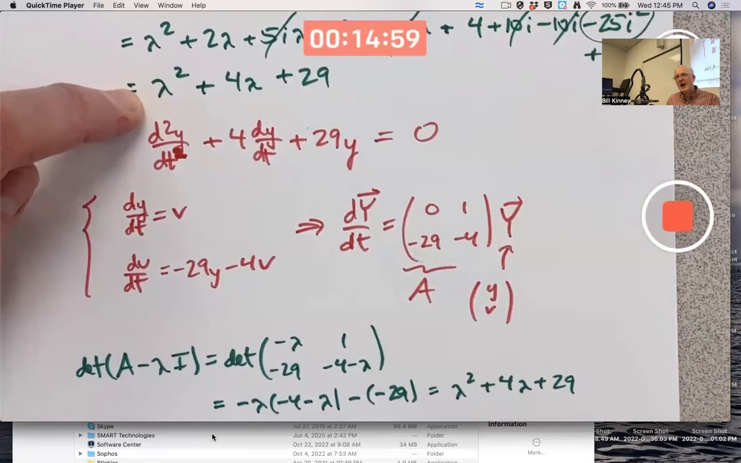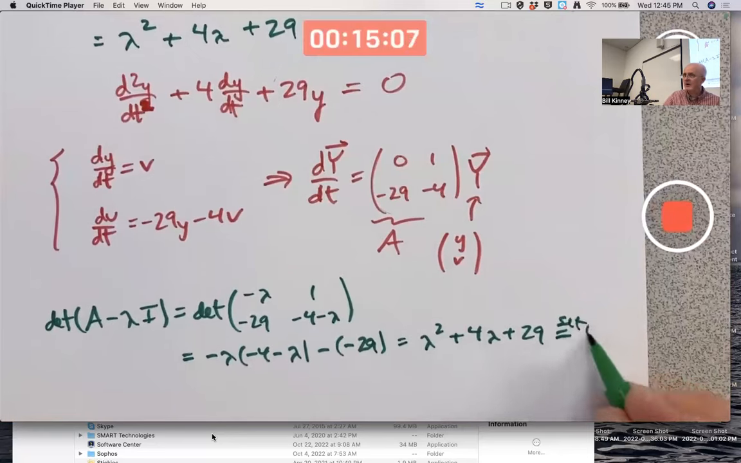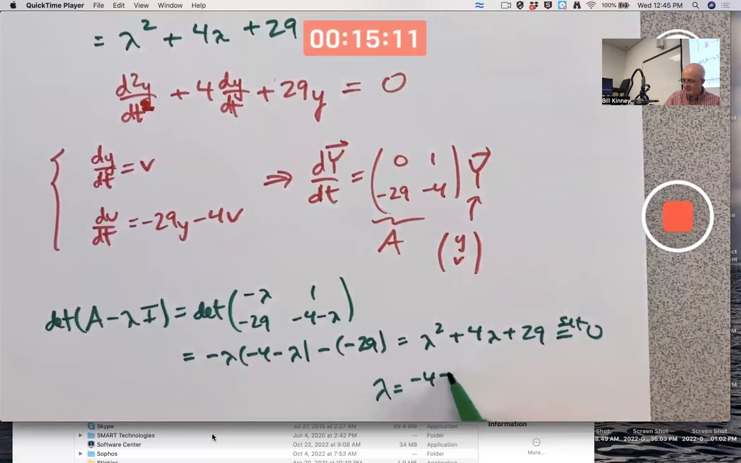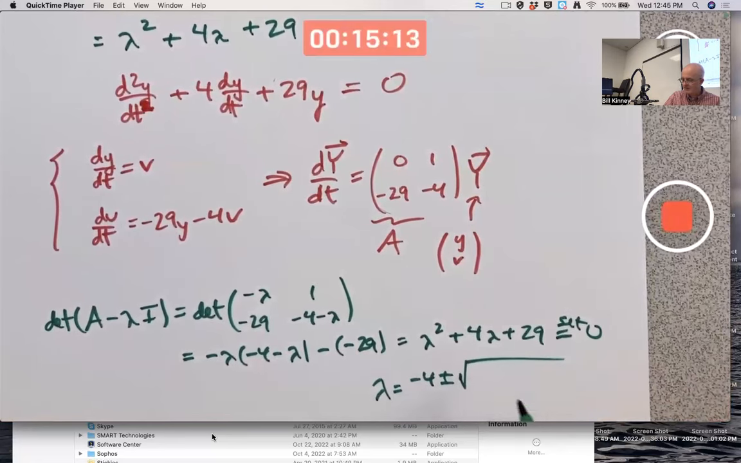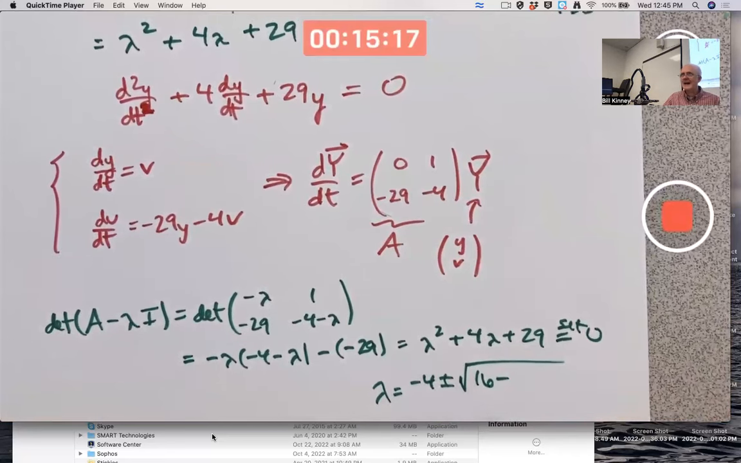And if you want extra confirmation that the eigenvalues are really negative 2 plus or minus 5i, go ahead and set this equal to 0 and use the quadratic formula. Lambda is negative 4 plus or minus the square root of 4 squared, which is 16, minus 4 times 1 times 29. 4 times 29, 116. Does that sound right? Yep. Over 2 times 1.